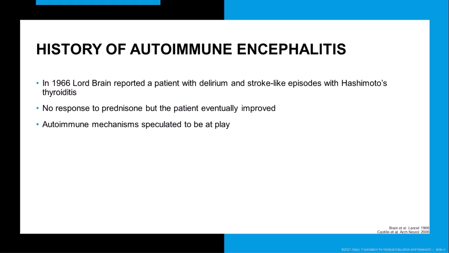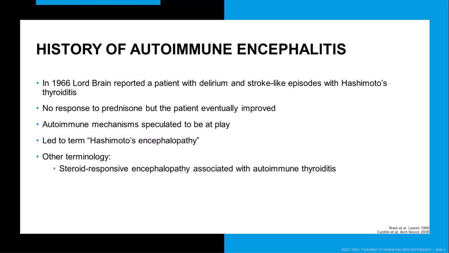So if we think about the history of autoimmune encephalitis, there was a seminal article in 1966, a report of a case from a person named Lord Brain, who reported a patient who presented with encephalopathy and delirium, and also had stroke-like episodes, and this patient had a history of Hashimoto's thyroiditis. The patient did not respond to prednisone at the time, but eventually improved, and it was thought that autoimmune mechanisms were at play. And this led to the term Hashimoto's encephalopathy, which was one of the original terminologies used to describe autoimmune encephalitis in patients who had thyroid antibodies.